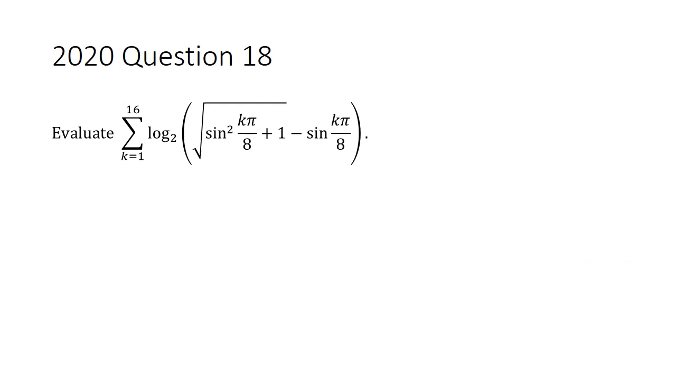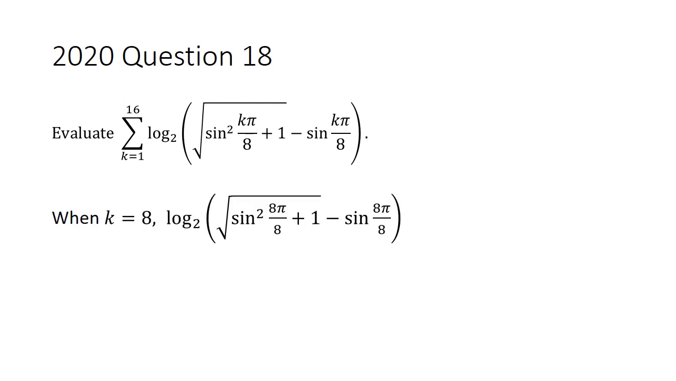And while this sum may look scary, actually it's not very scary at all. Let's look at a few cases where it is very easy to evaluate. Let's take the case of k equals 8. If I sub in k equals 8, then actually I'm taking sine squared of pi inside the square root. And this is very easy to evaluate because sine of pi is 0. This will simplify into log base 2 of square root of 1 minus 0, which is just 0 because it's log base 2 of 1.